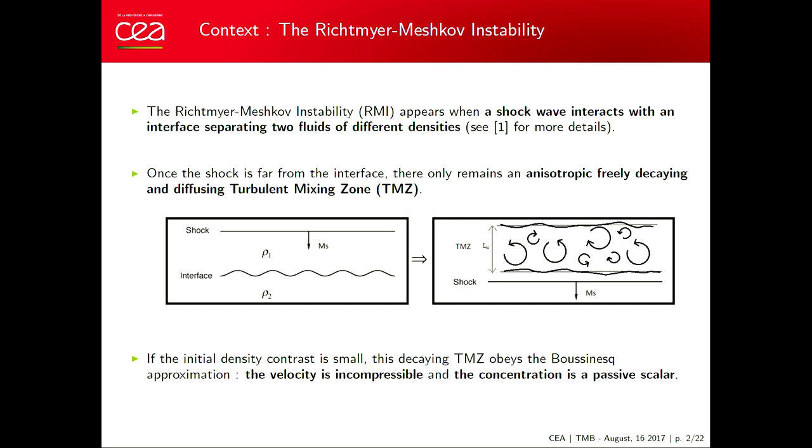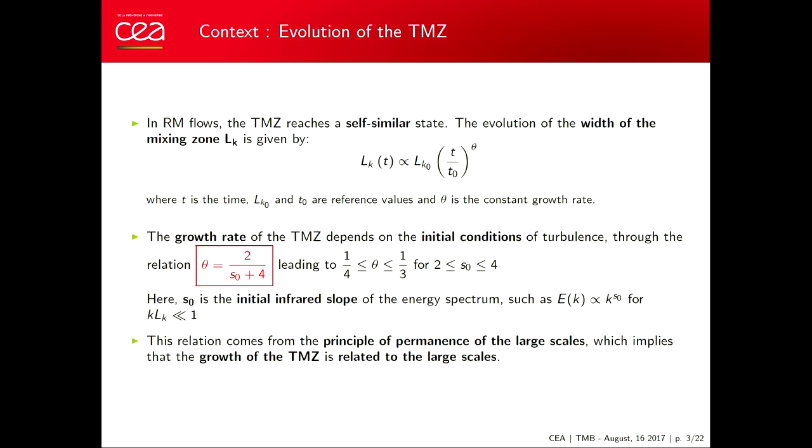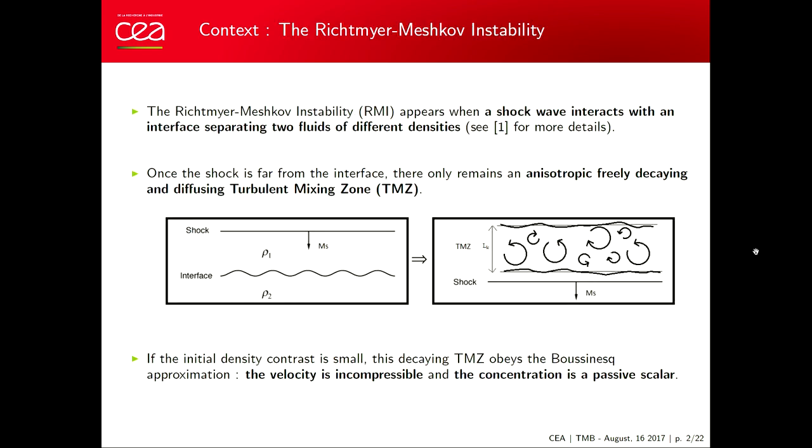I know we already had many presentations about this topic, but I wanted to give you a short reminder about the Richtmyer-Meshkov instability. This is an instability that occurs when a shockwave interacts with the interface between two fluids of different densities. Once the shock is far enough from the interface, there only remains an isotropic, freely decaying and diffusing turbulent mixing zone, which is represented here.